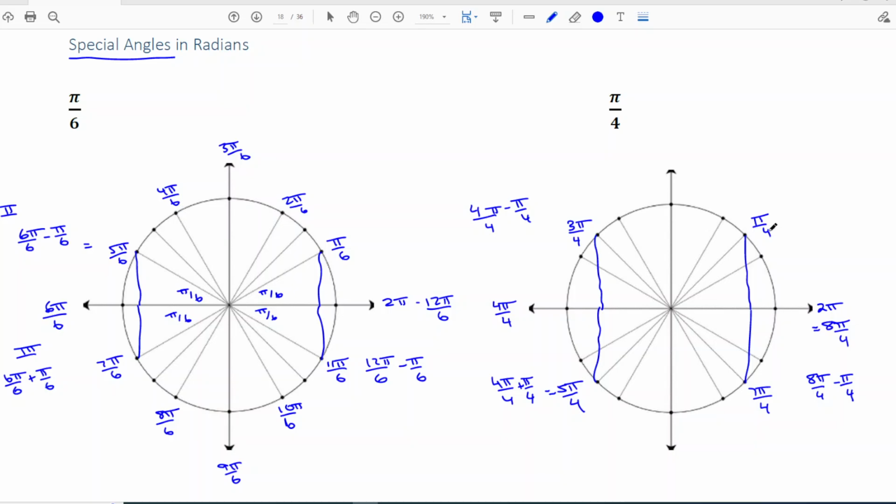Or kind of like the pi by 6, you could do 1 pi by 4, 2 pi by 4, 3 pi by 4, 4 pi by 4, 5 pi by 4, 6 pi by 4, 7 pi by 4, and 8 pi by 4. So there's a couple ways of kind of figuring out where these angles are going to be and what the values are in each of the quadrants.